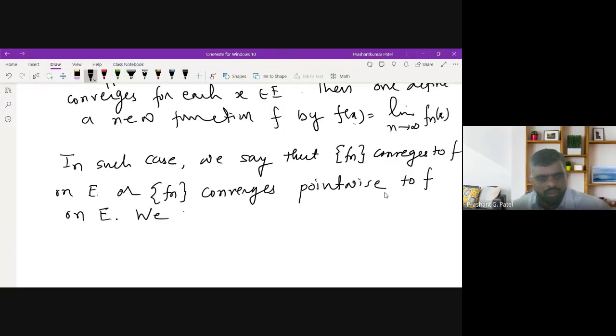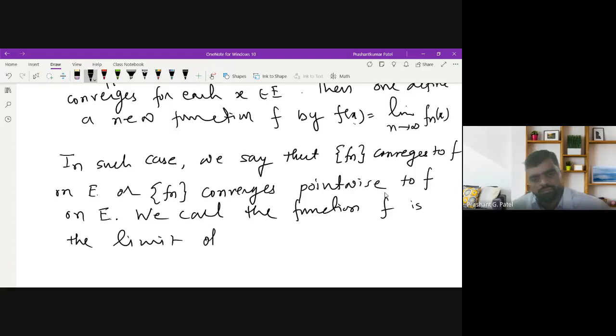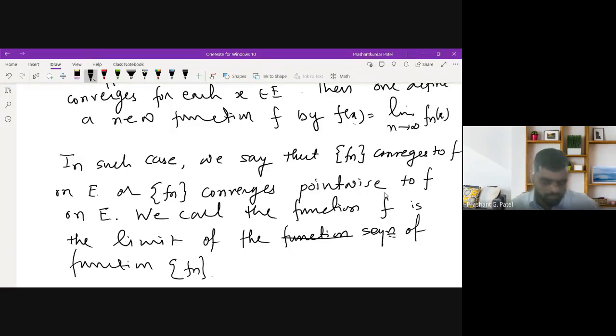We call the function f the limit of a sequence of functions. So this is the definition of a pointwise convergence and a limit of a sequence.